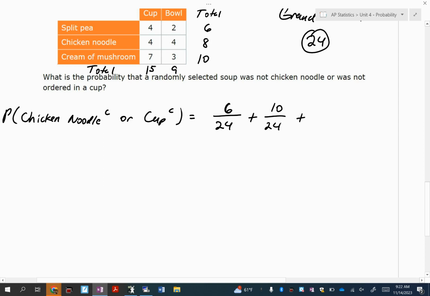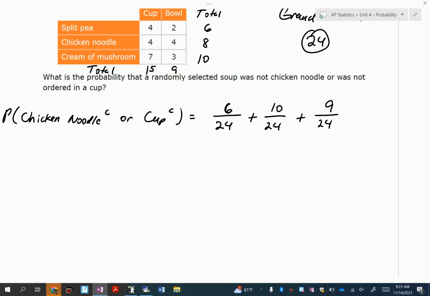Now we got to do not cup. So what's not cup in words? Bowl, right? Not cup would be bowl. So out of 24, how many are bowl? I believe that's correct. 9. Okay. Now, if you stopped here, you get it wrong.